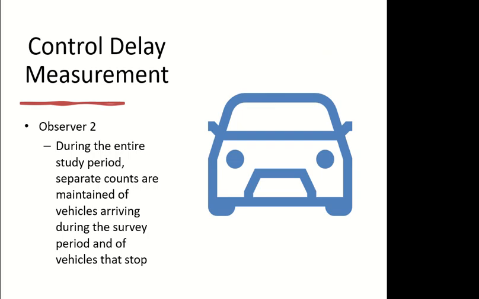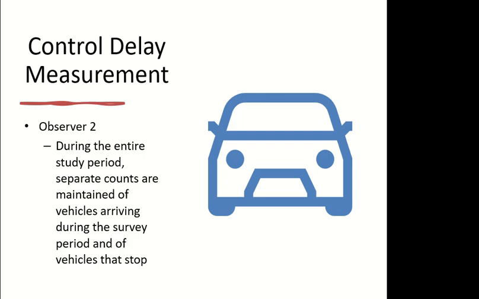Then we have the second observer. The second observer is taking counts along with the first observer. He will stay the same amount of time as the first observer, and he is counting 2 things: how many vehicles arrived and how many vehicles stopped. So when a vehicle comes, he will note it down, +1. If that vehicle stopped, +1 in the other column.